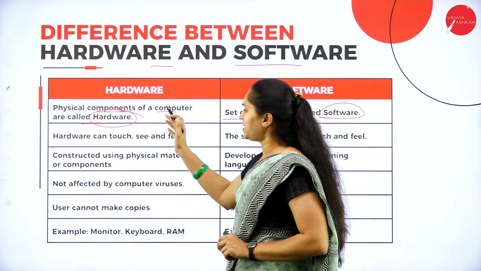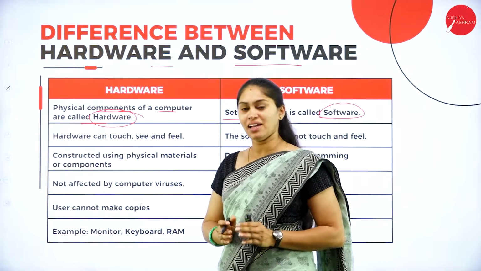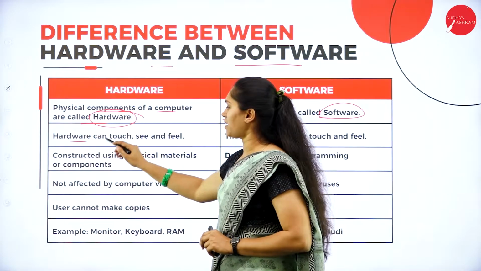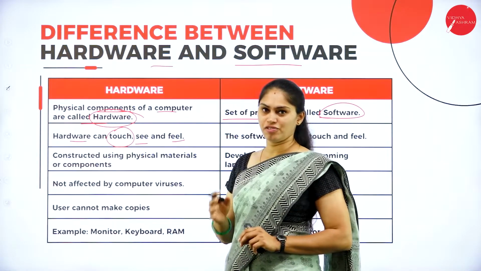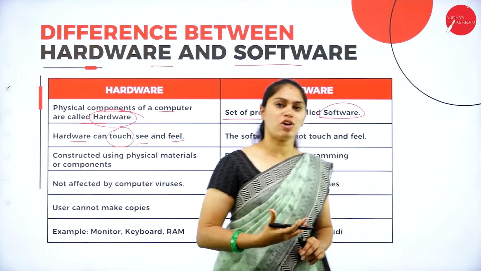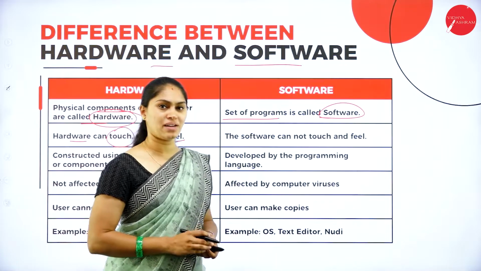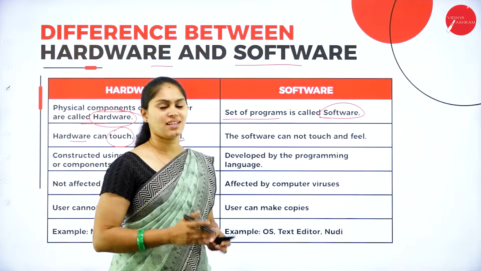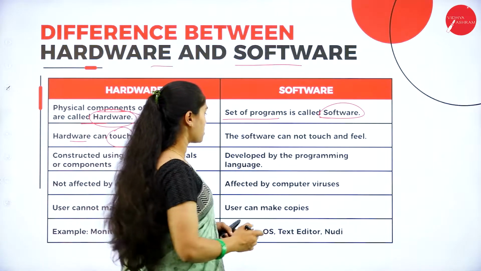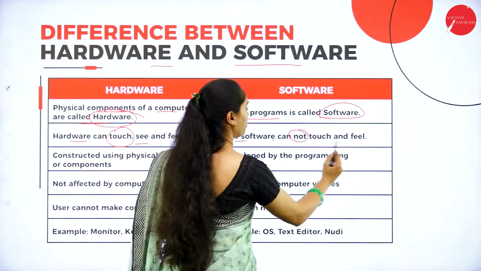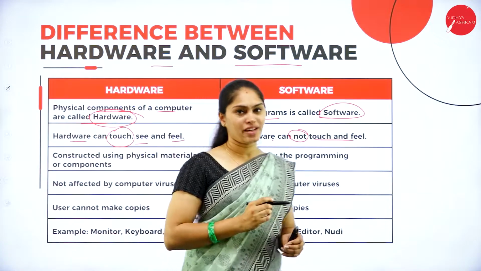Then can we touch and feel this hardware? Yes. Hardware can be touched, seen and we can feel it. So then what about software? Can we see it? No. That is all a set of programs. This is not physically existing. It is a virtual thing. So that's why software cannot be touched and we cannot feel it also.